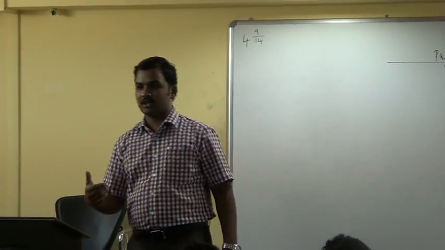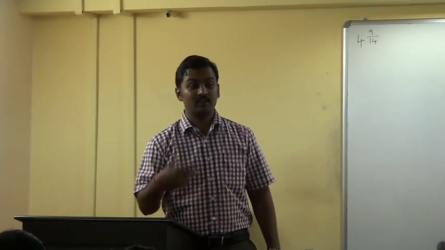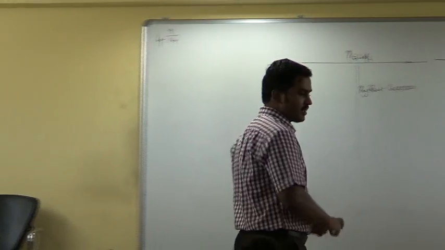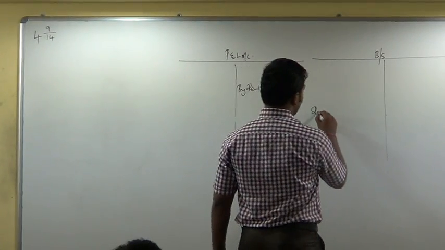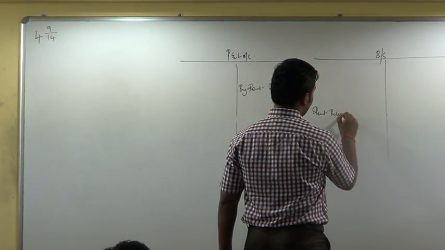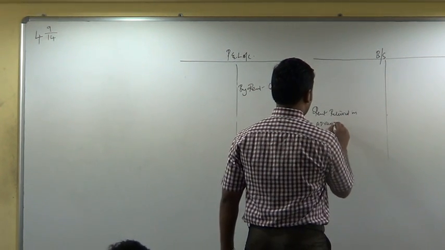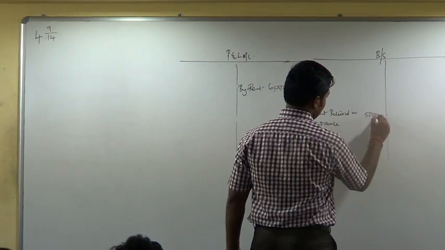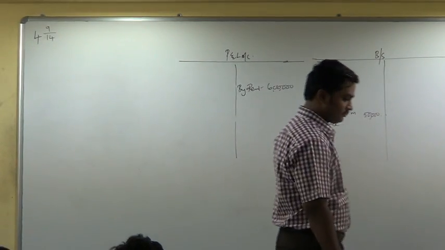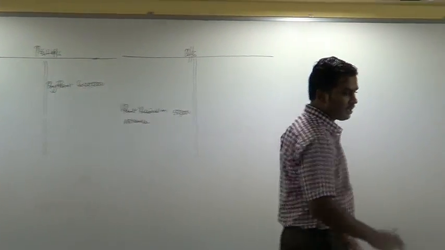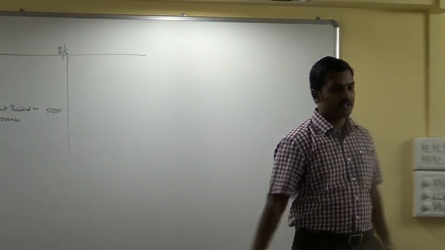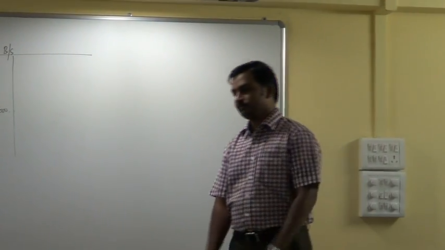Rent received in advance account is showing a credit balance of how much? 50,000. Where will you show it? Balance sheet liability side. Rent received in advance account, balance sheet liability side, 50,000.